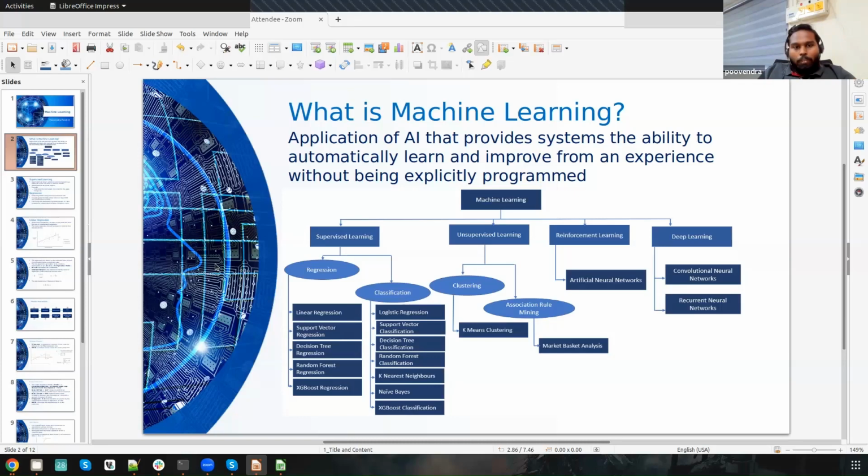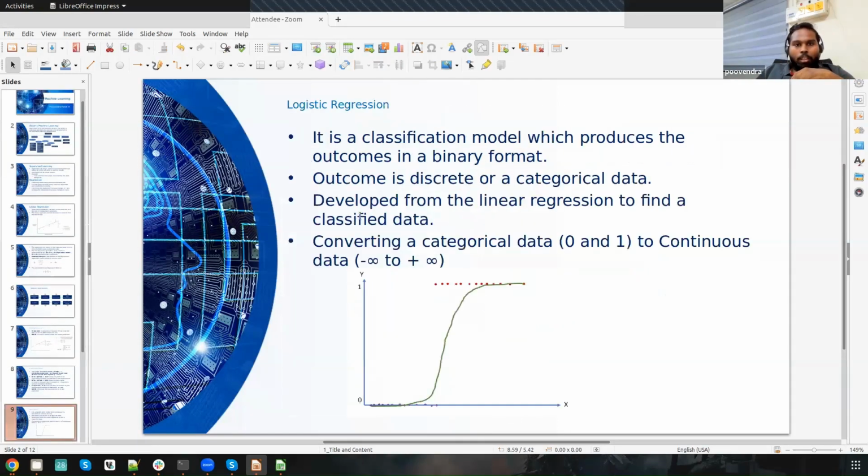First, what we analyzed was continuous data. Yesterday we predicted that if I invest this much amount in research and development, I'm going to get this much amount as profit. That is continuous data. Today we are going to deal with categorical data, and that is what is called classification. The output you are going to predict is whether it is yes or no, whether it is going to benefit me or not. That is the difference between continuous and categorical data.